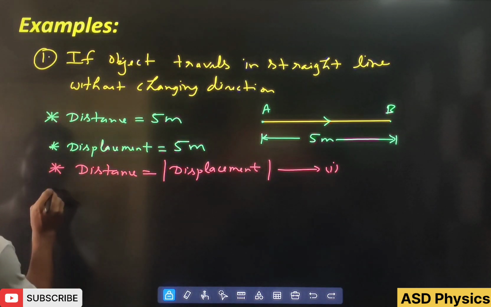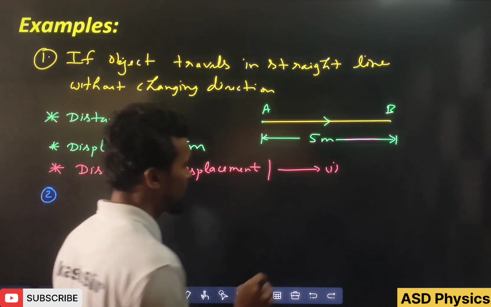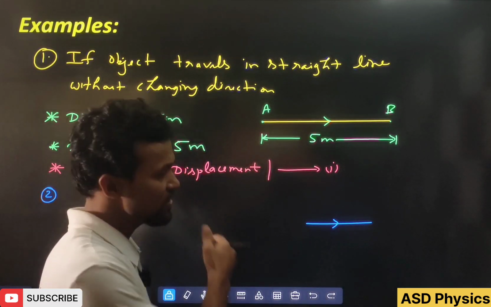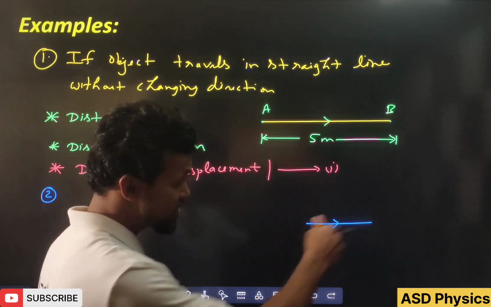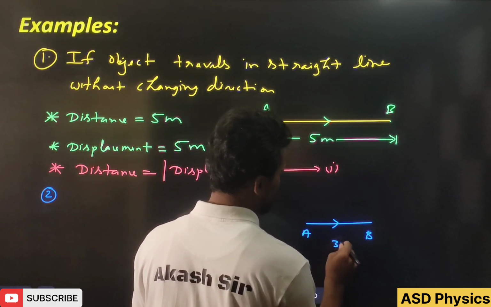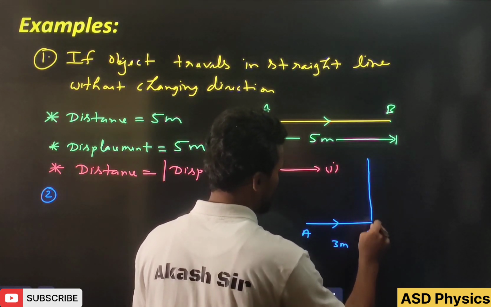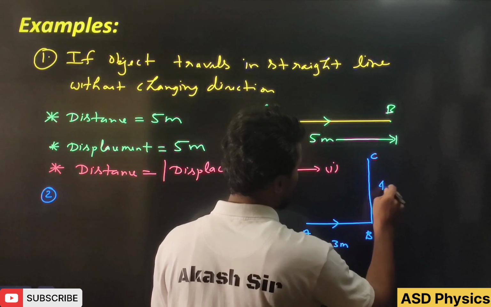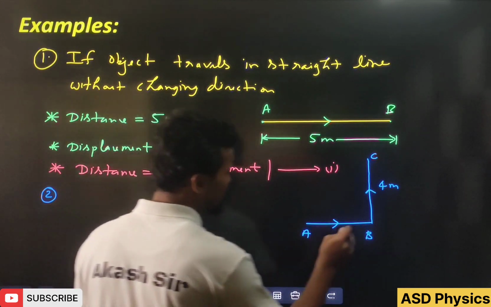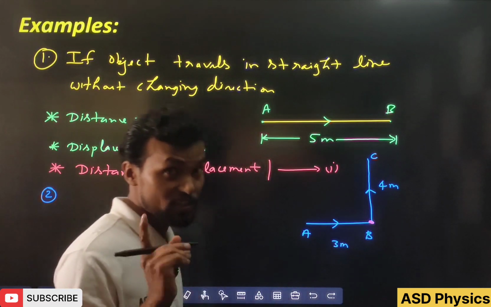And if we talk about the second one, what is happening here? Let me take one more situation. Let's take the first object traveling in the east direction from A to B, for example 3 meter. After that, from B to C in the north direction, 4 meter. So you can see very well, the direction has changed.